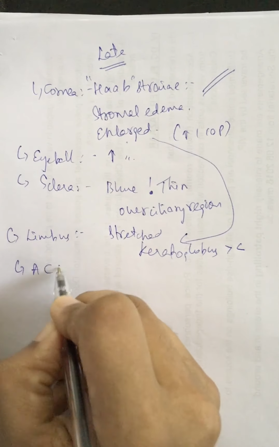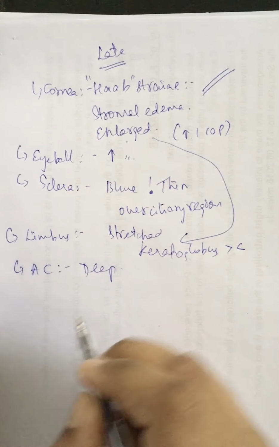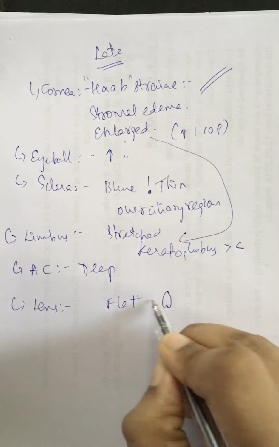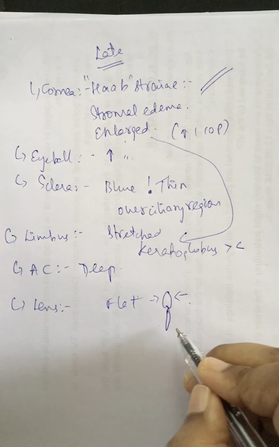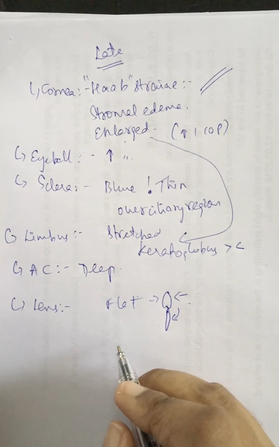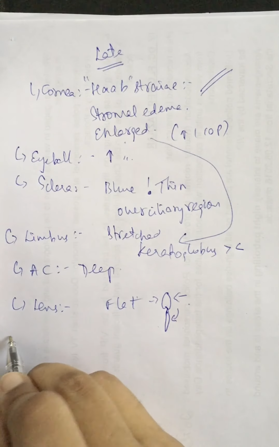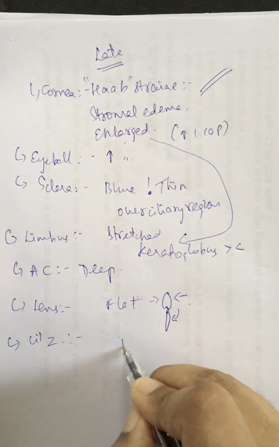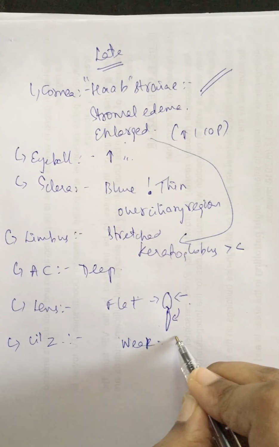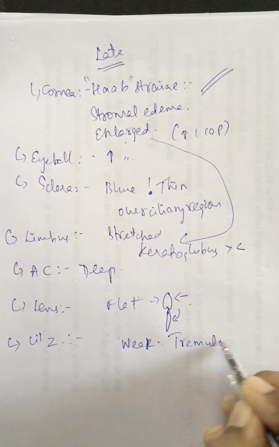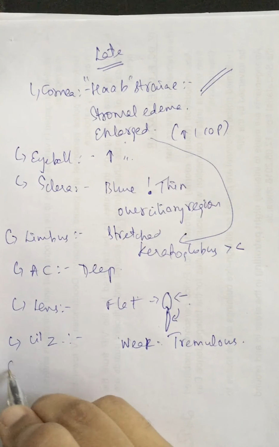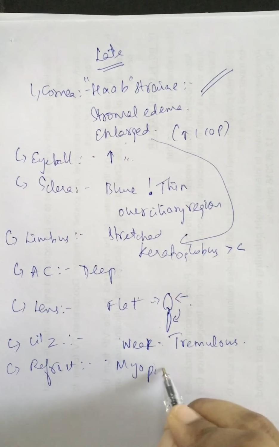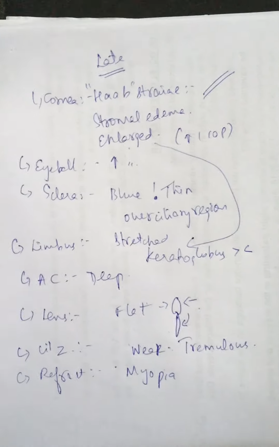And then comes the anterior chamber. The anterior chamber is going to be extremely deep, and the lens is going to be a bit flat, because it's under a lot of pressure. And then comes the iris and the ciliary zonules. The zonules are going to be a bit weak because of the pressure, so the lens is going to tremble. So tremulousness of the lens. And a refraction problem could also occur. The main refraction problem we are talking about is myopia, again due to the increase in intraocular pressure.